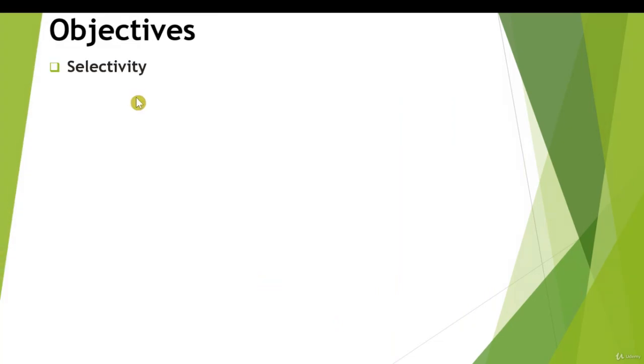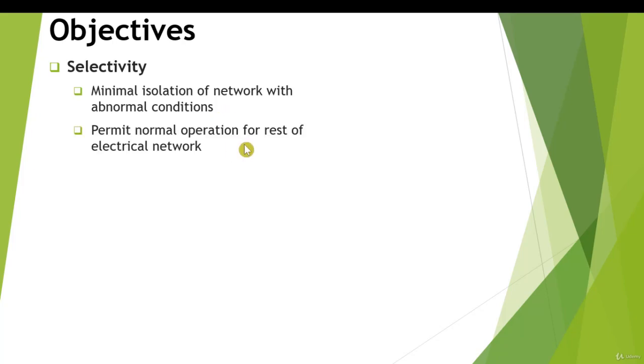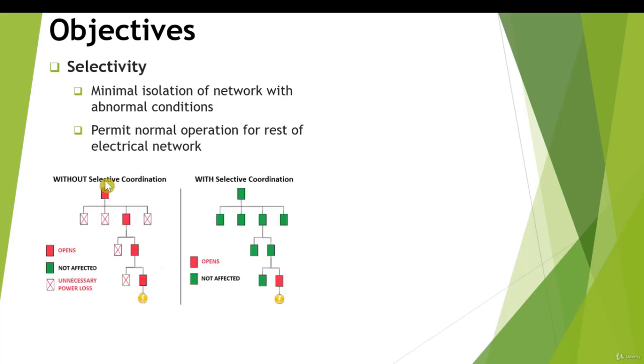So when you apply the selectivity to the protection system, the minimal isolation of the network is expected during abnormal conditions, and it should permit the normal operation for rest of the electrical network. So here you can observe that if the system is not selective, which is without selective coordination, if the fault is applied at this point, the protection device shown in red will open, which causes blackout of entire system.